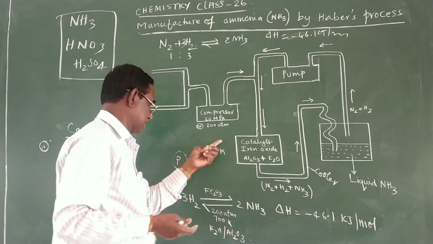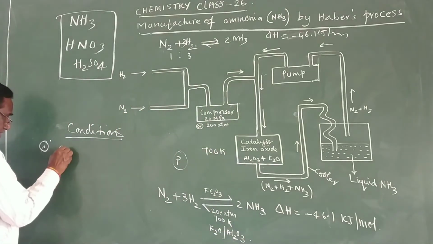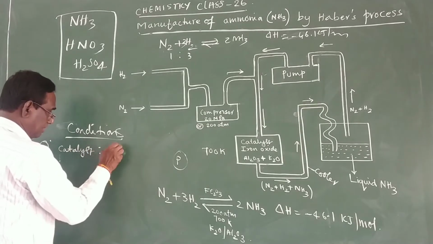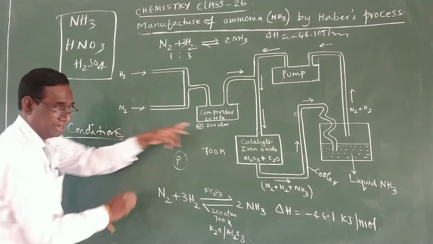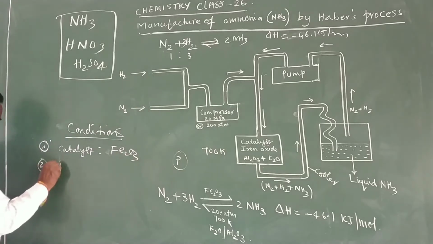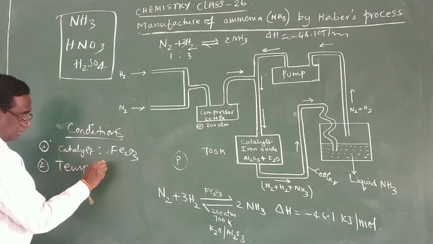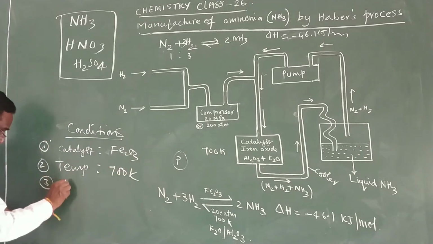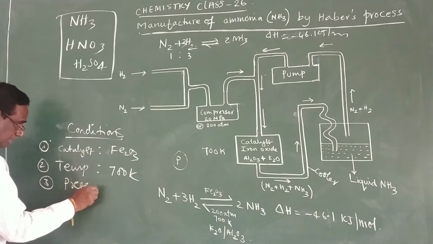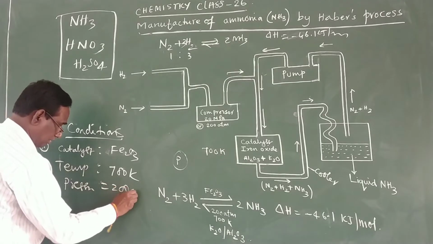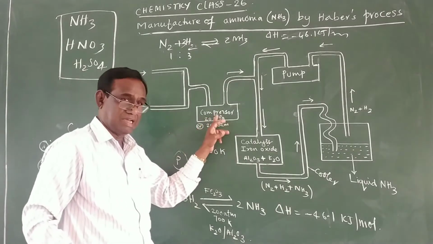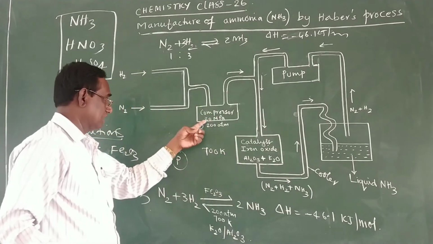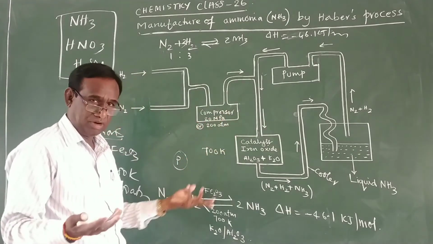And what are the conditions? The catalyst used is Fe2O3, iron oxide. Second, the temperature to maintain is 700 Kelvin. Then the pressure you are maintaining is about 200 atmospheric pressure, 200 atm or 20 megapascals. We can write both or any one of these, either 20 megapascals or 200 atm.